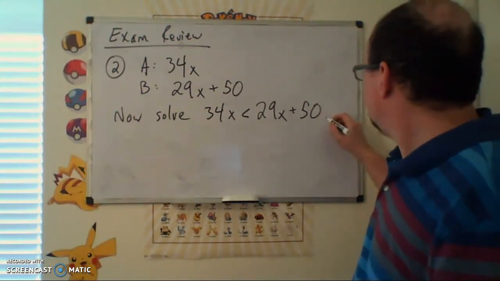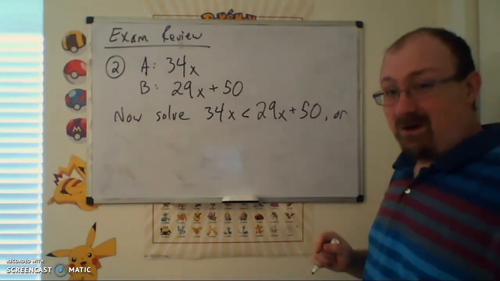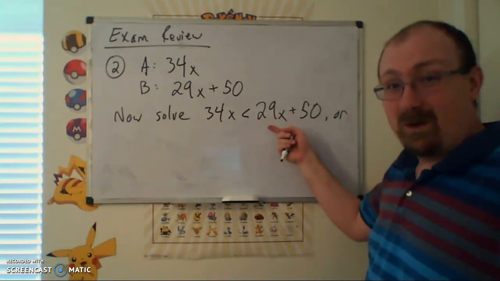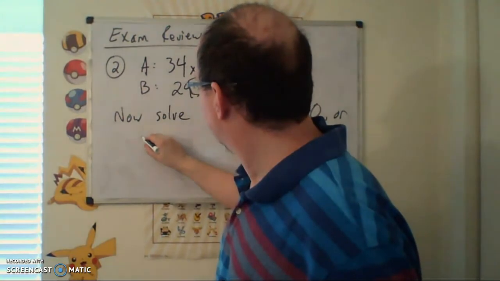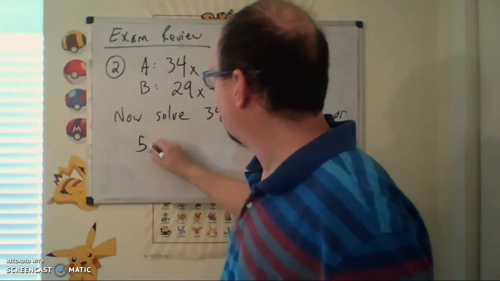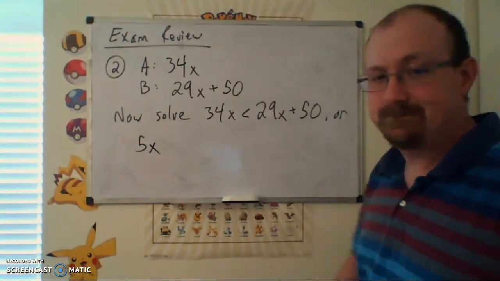All right. So same thing that we saw in that last example. Let's subtract 29x from both sides. And that gives me 34x minus 29x is 5x.